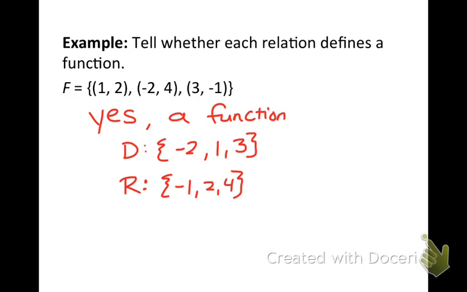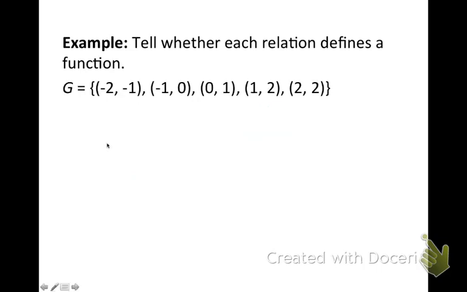Can someone add a fourth ordered pair on there that would not make it a function? 1, 3, or 1, 6, that would work. Negative 2, negative 5 would also work. 3, 7 would work. Good. All right, so let's look at one that's not.